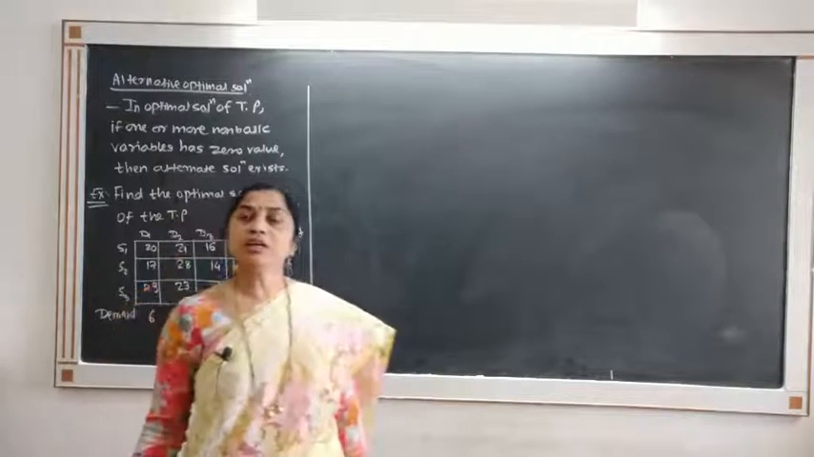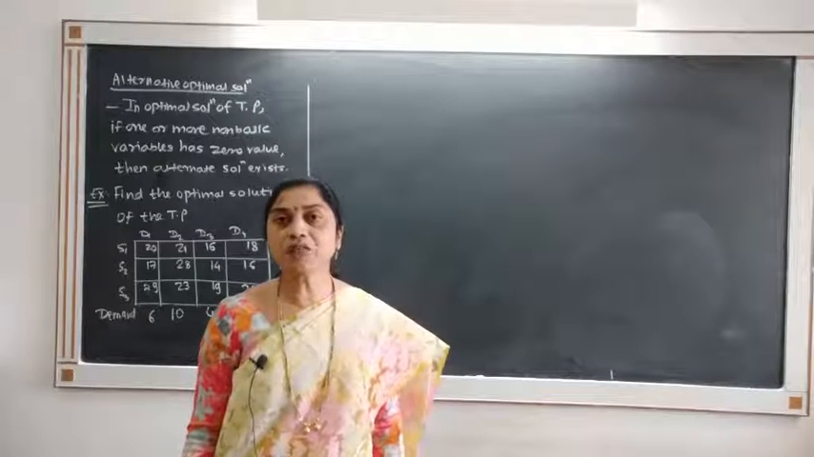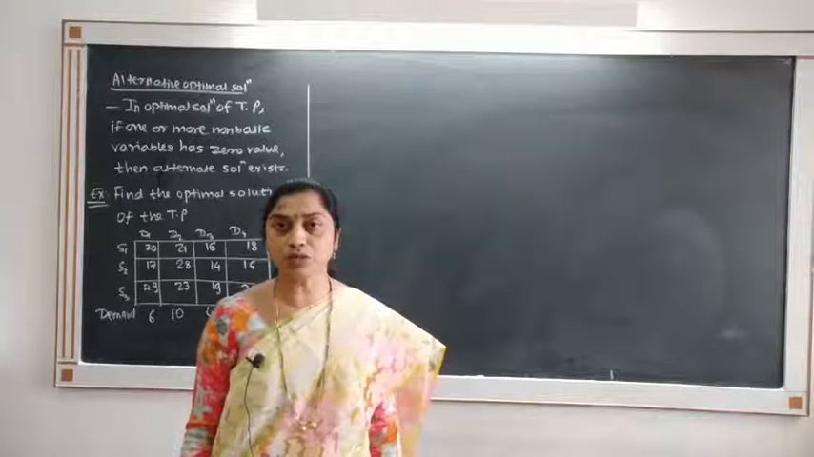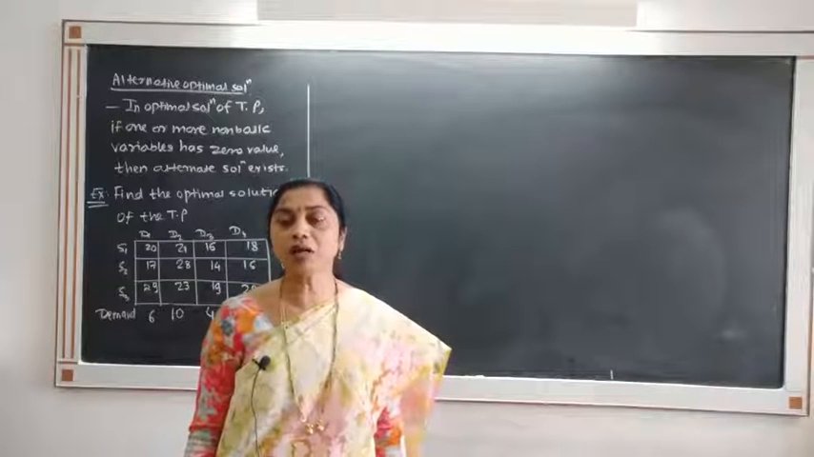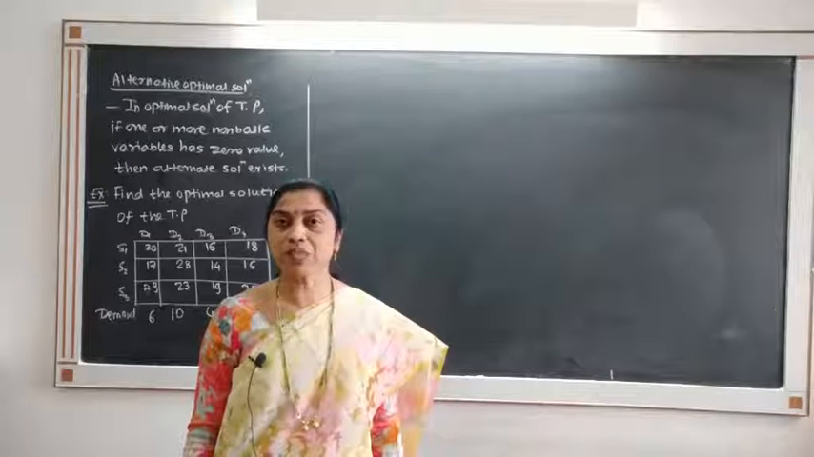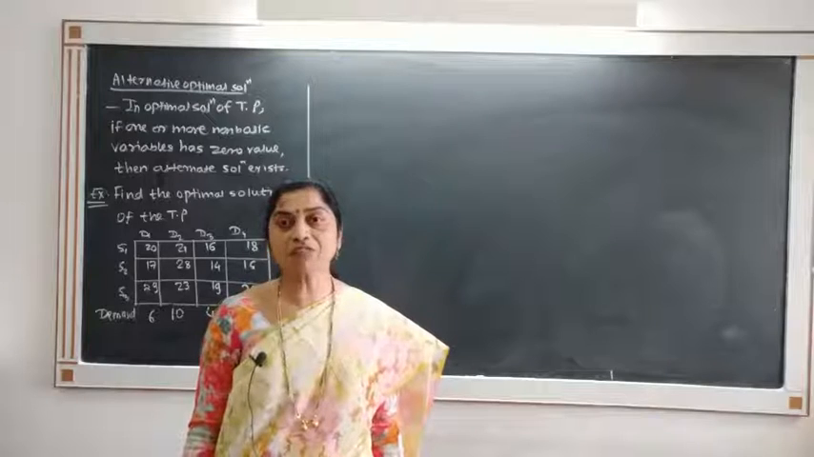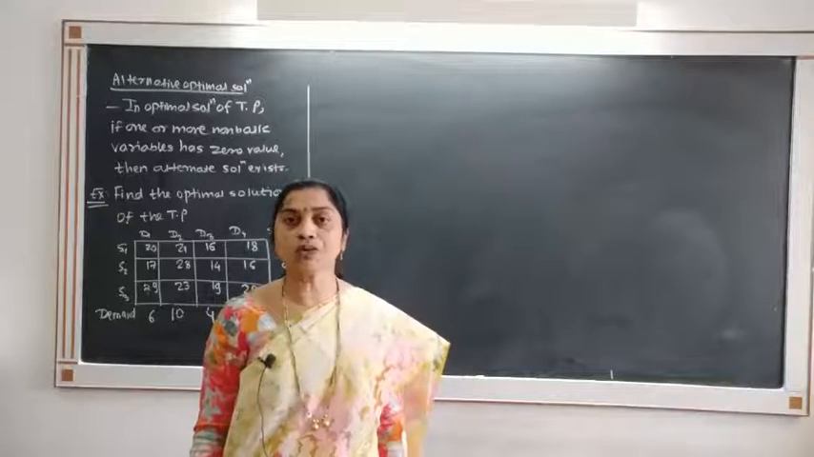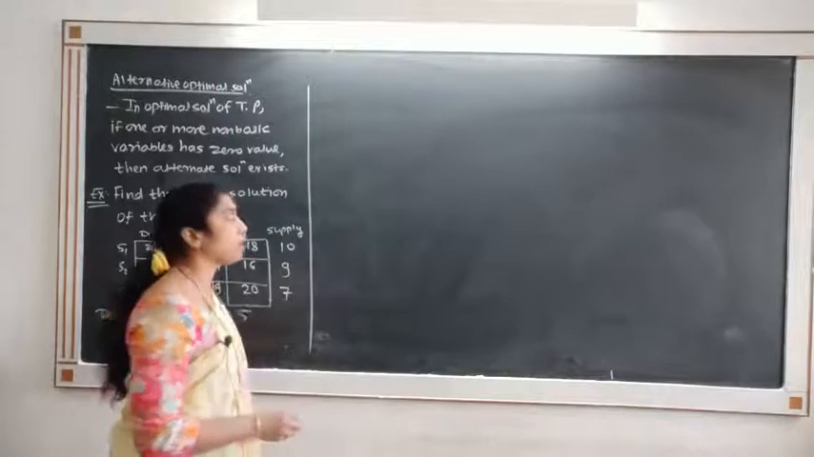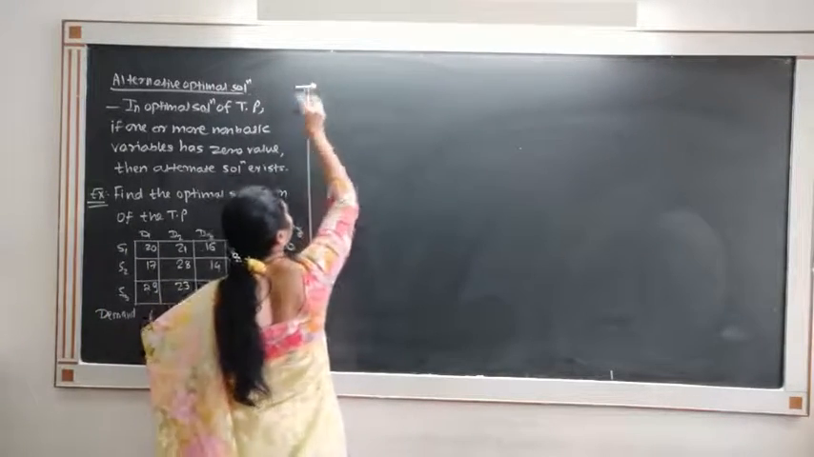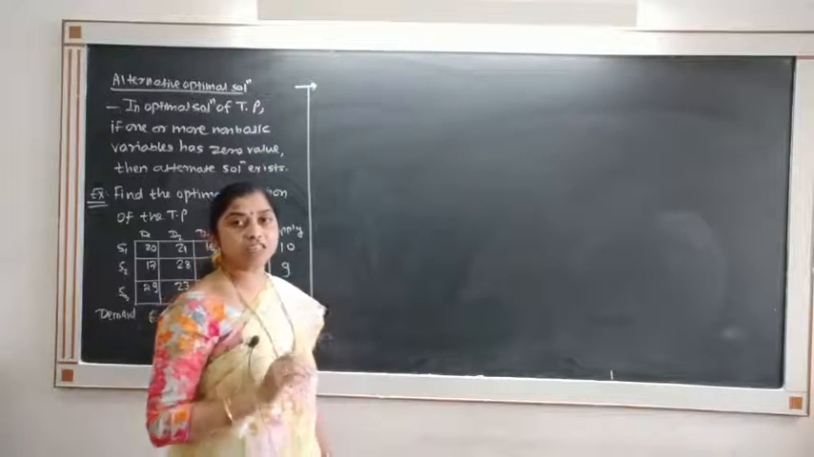Firstly, we have to find initial basic feasible solution. It is not given by which method we have to find it, and we know that among the three methods, that is northwest corner method, least cost method and VAM, VAM generally gives better initial basic feasible solution. So, whenever it is not given, we generally use VAM method. So, firstly we find IBFS by VAM.